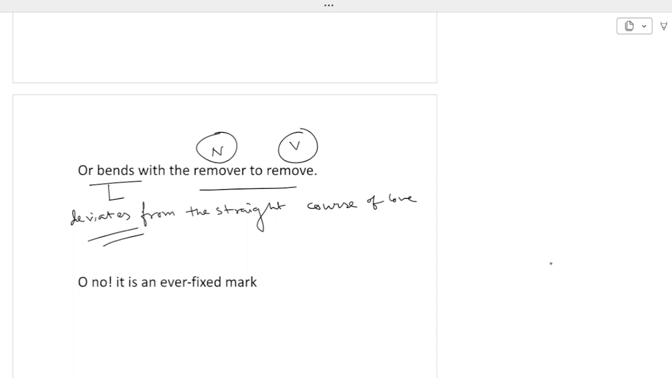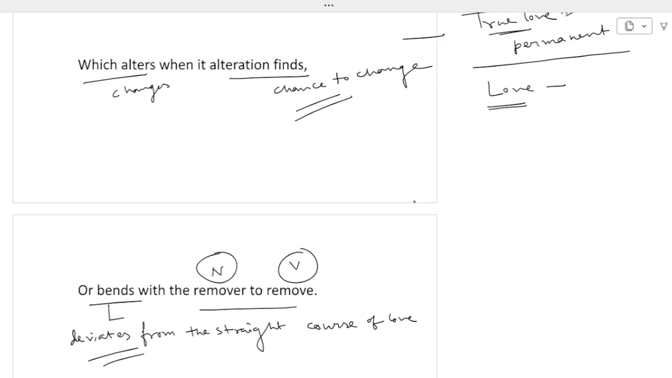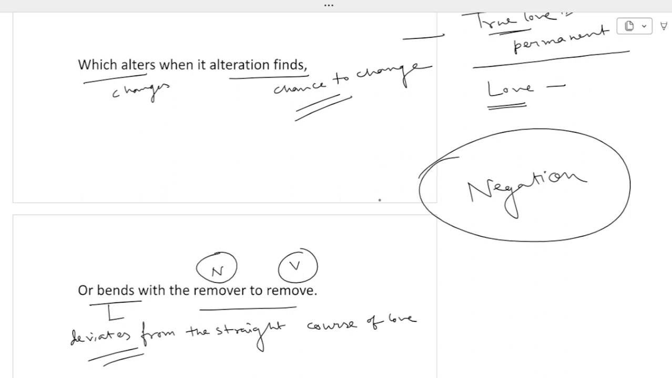So one after another, we are getting the definition of true love through negation. The poet speaker is giving us the concept of true love through negation. So this concept is getting clearer to us through negation.